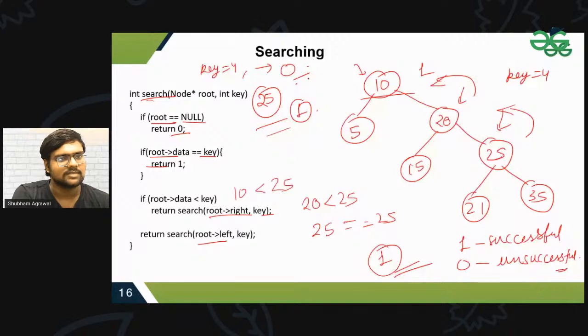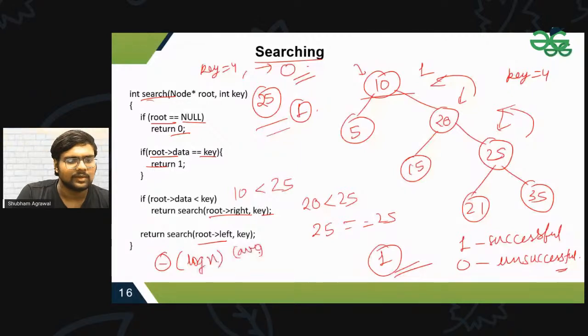So in this way we can search in a binary search tree, and to search an element in a binary search tree, it takes log n time in the average case, but in the worst case it can be order of n time. Please remember this point, it is very important.